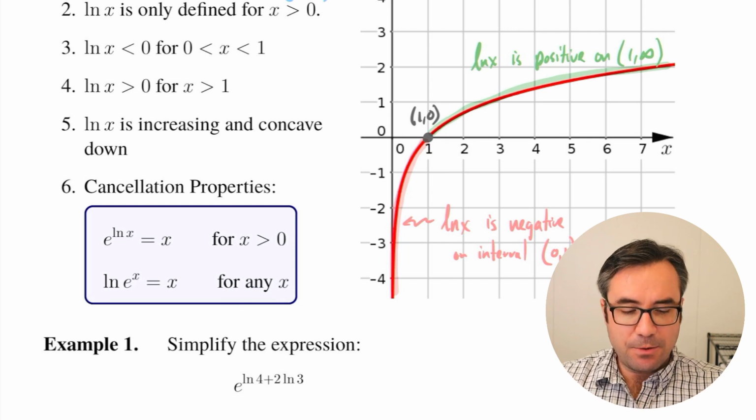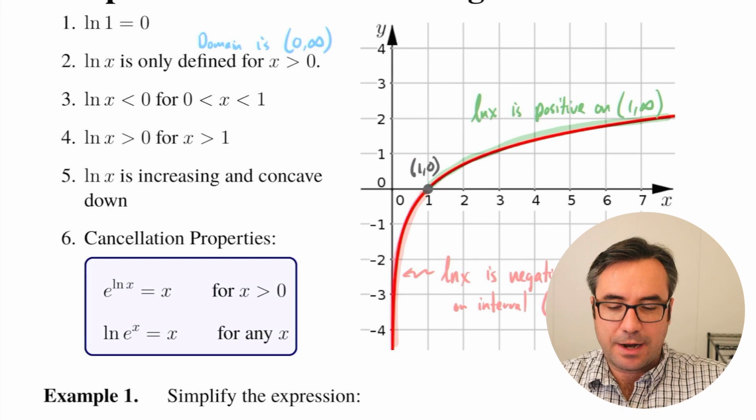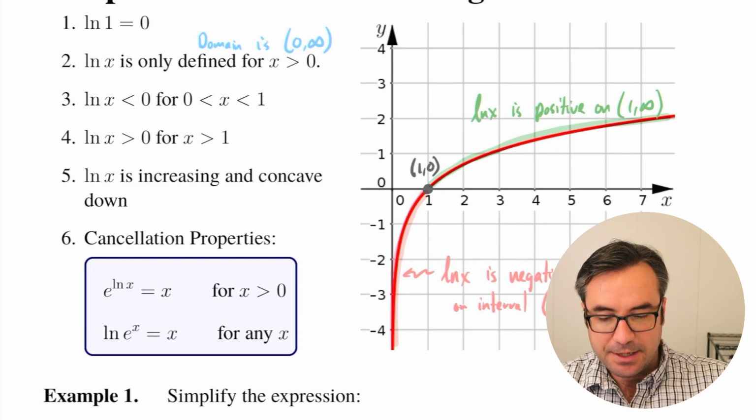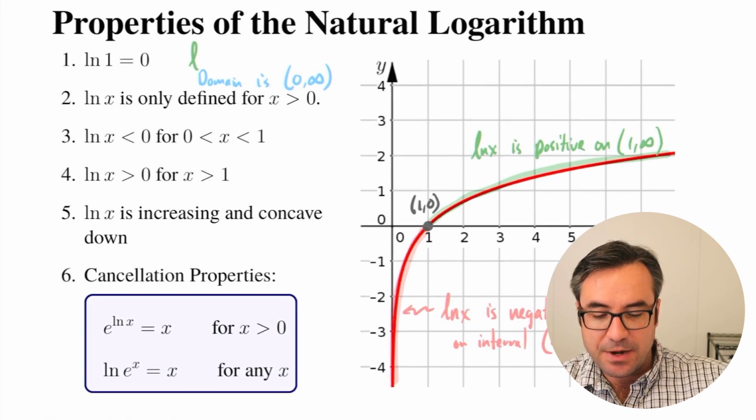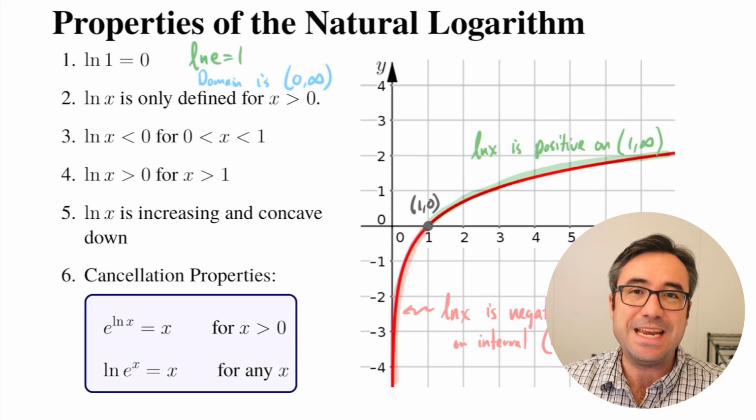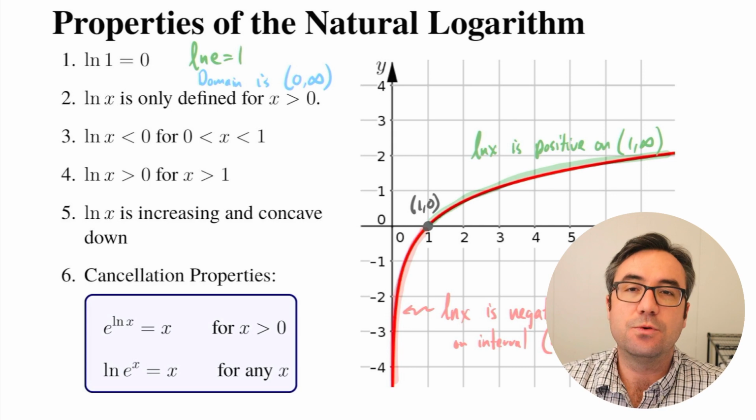All right, and maybe one other important point or value to mention here is that the natural log of e is equal to 1. So if we just plug the number e into the natural log function, we get 1.